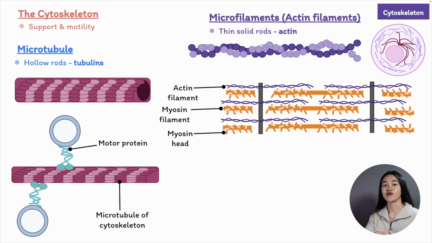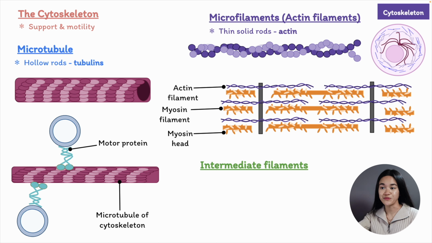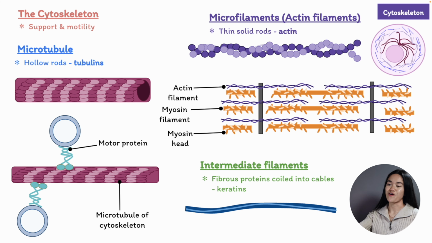The third type are intermediate filaments. Why are they called intermediate filaments? Because their diameter is larger than the diameter of microfilaments, but smaller than that of microtubules. It's just in the middle. It's the middle child. Now, while all eukaryotic cells include microtubules and microfilaments, intermediate filaments are only found in the cells of a few animals, including vertebrates.